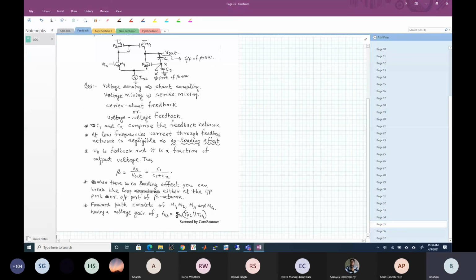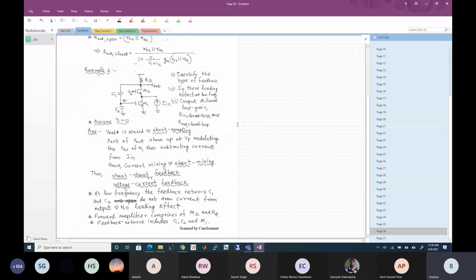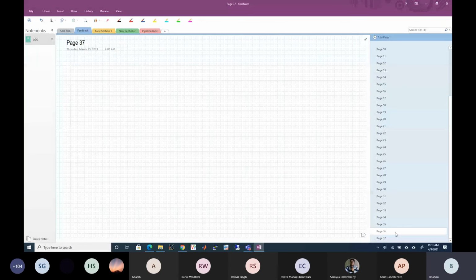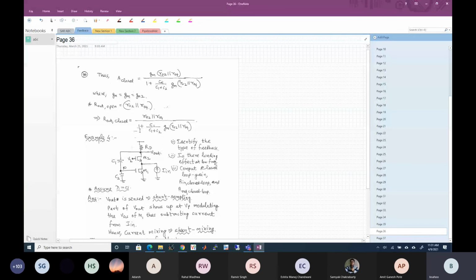I first identify what the feedback is. Then we go through the 7-step process. Then I'm giving you another example here, and we go through the same 7-step process. So I would suggest that you please work out this slide; these are already uploaded, and if you have any doubts, we can discuss that, because I don't want to go through this. We just follow the 7-step process of obtaining the feedback factor and the loop gain, and thereby the overall R in, R out, and the overall gain with and without feedback.